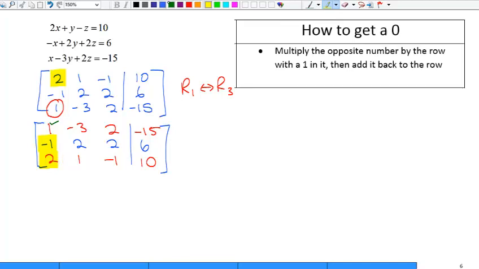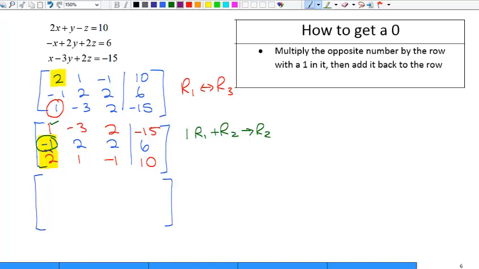The rule to get a 0 is to take the opposite sign. So when I'm looking at the -1, the opposite sign of -1 is +1 times the row with the 1 in it. In this case, the row with the 1 in it is row 1. Add it back to the row. At the same time, this is the only step that really can do two numbers at the same time when you're trying to get two zeros in the first column.